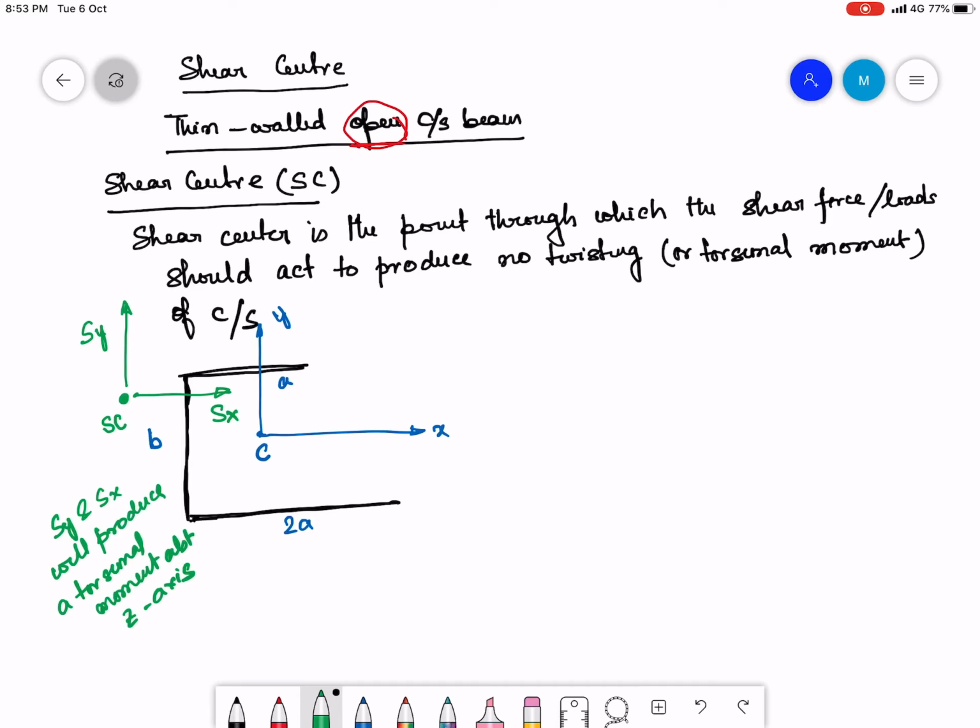Now the question is that why are we trying to find out the shear center? So you will see that we will spend a considerable time in finding out the shear center of a cross section.